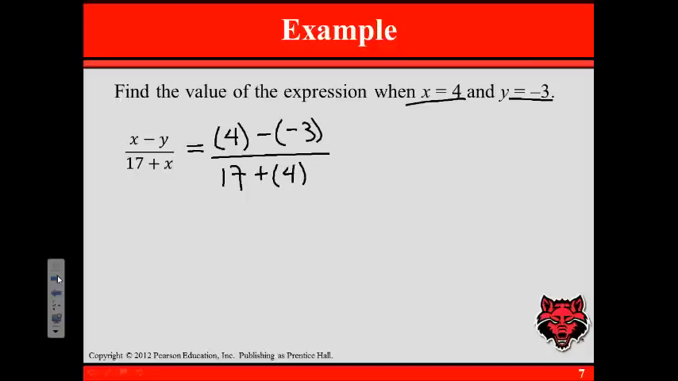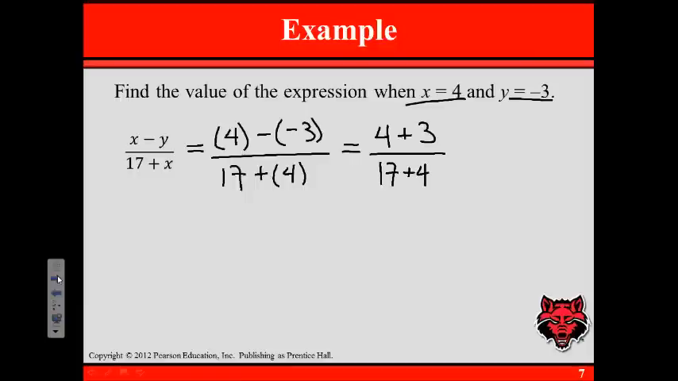After doing so, let's change all subtraction to addition of the opposite. So in the numerator, because 4 is in parentheses and it's a positive number, I'm going to go ahead and drop those parentheses. We're safe in doing that. So we have 4 plus the opposite of negative 3, which is 4 plus positive 3, all over 17 plus 4.